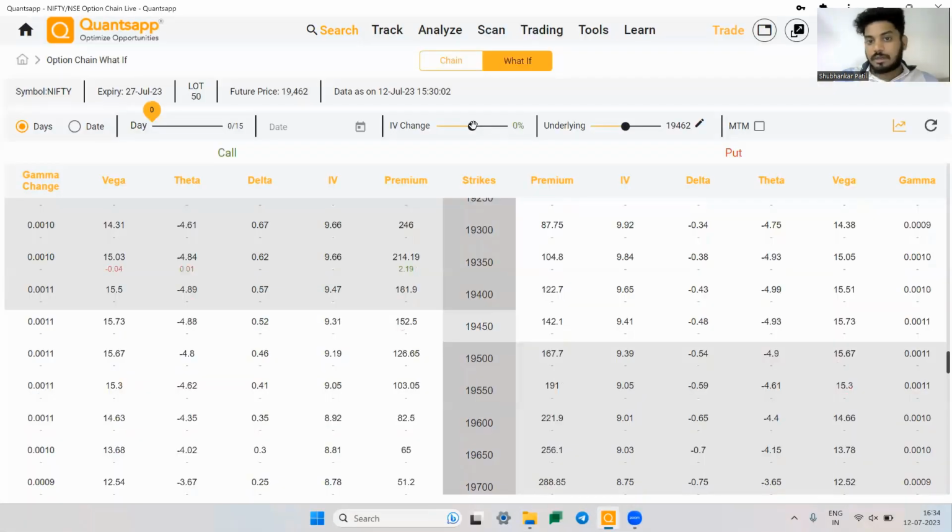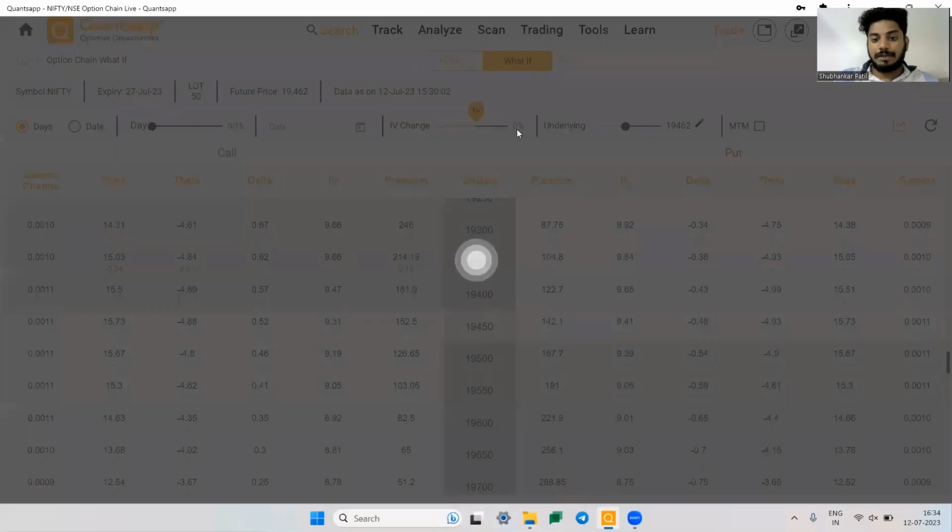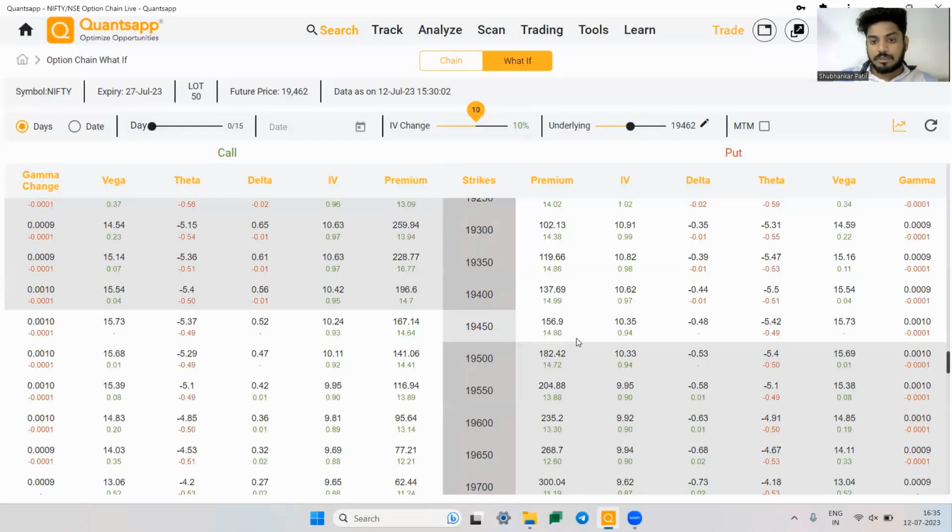Now here I am explaining this one, which is implied volatility. Let's say the implied volatility goes up by 10%. So the call premium will go up by 14 rupees and the put premium will also go up by 14 rupees. As you can see, 14.64 is the change in the current premium if implied volatility goes up by 10%. So if IV goes up, one thing to notice is that the call option will go up and the put option will also go up, considering all other things remaining constant.